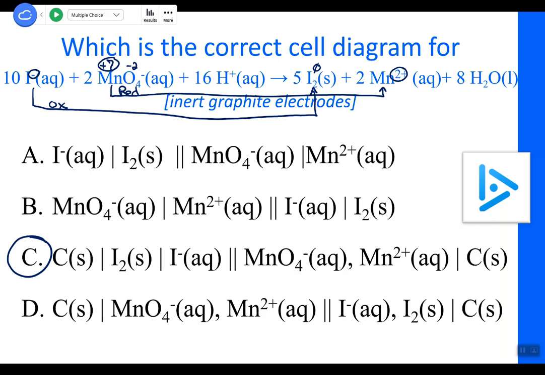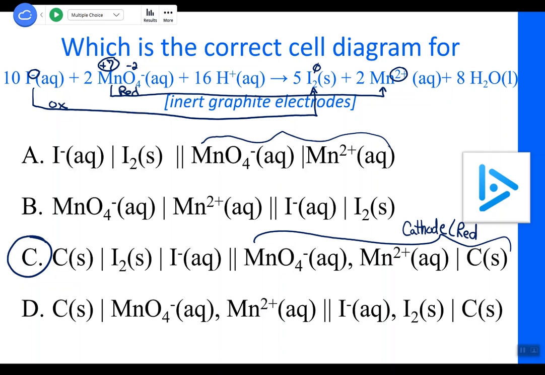Manganese is going from +7 down to +2. That's reduction. Red cat, that occurs at the cathode. Reduction at the cathode, red cat versus anox, anode for oxidation. So that means the manganese needs to be on the right-hand side because this is where my cathode is, the site of reduction. Part A also has the manganese on the right-hand side for the cathode. Part B and Part D do not, so it's down to A and C.